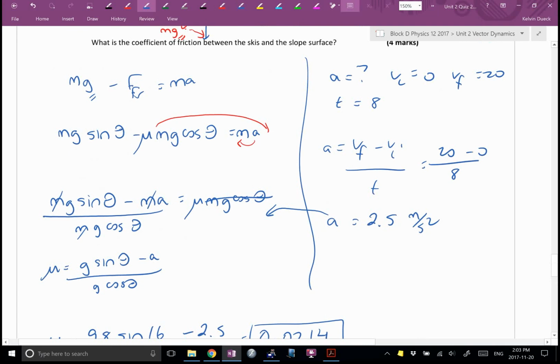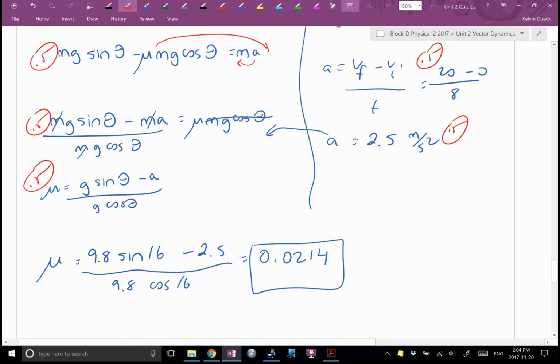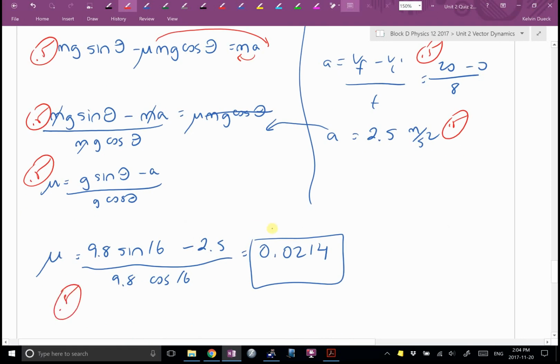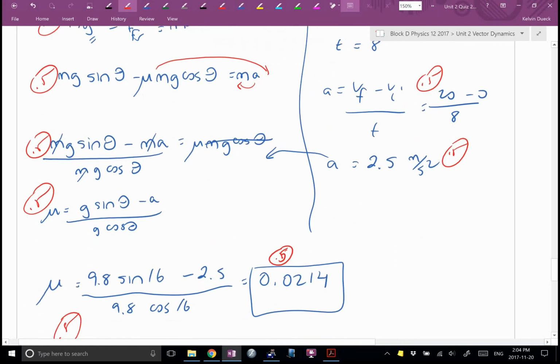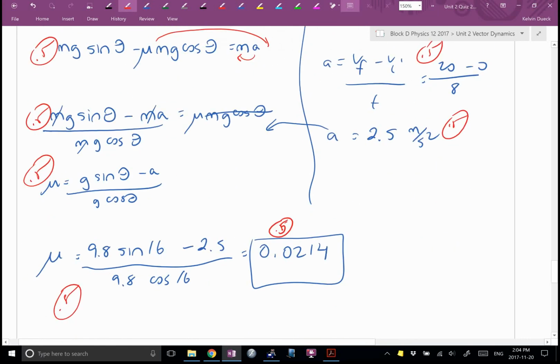Otherwise, I would probably do something like this. I would give you a half mark if I saw that, a half mark for finding A. I would give you a half mark, a half mark, a half mark, a half mark for the numbers, and a half mark for the answers. Something like that. 1, 2, 3, 4, 5, 6, 7, 8. Half marks is 4.